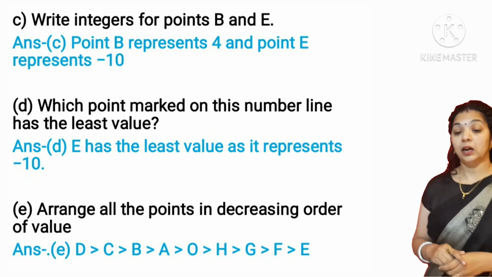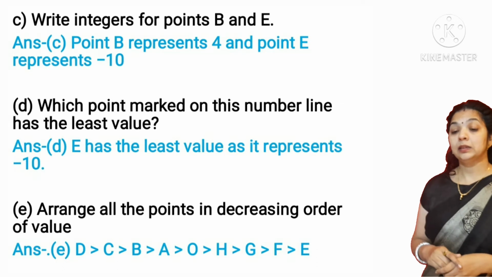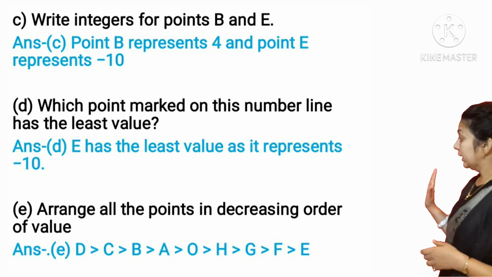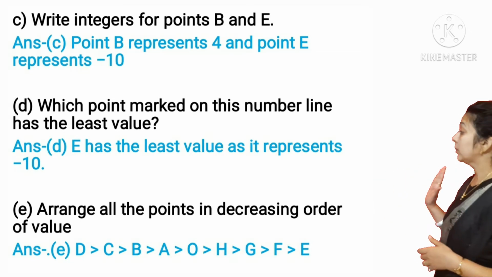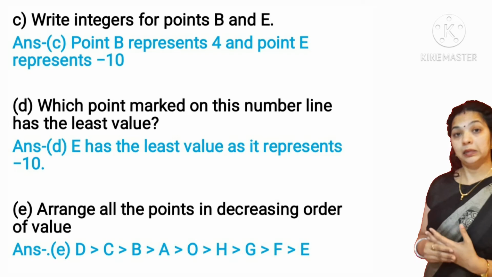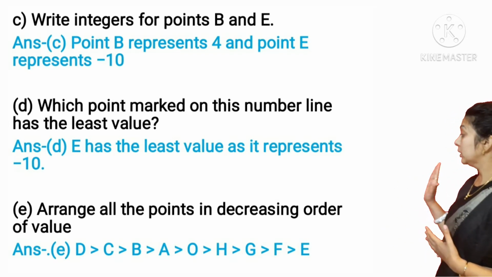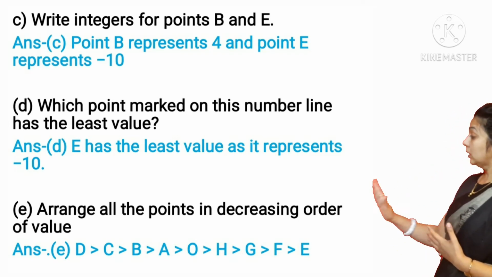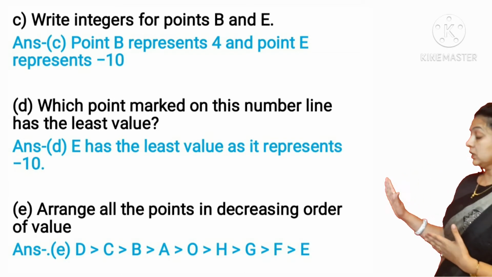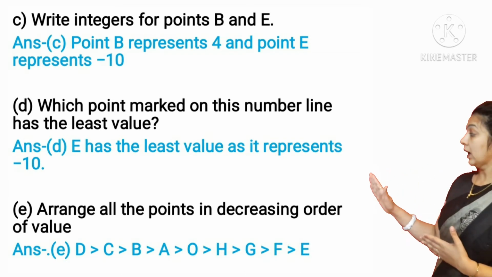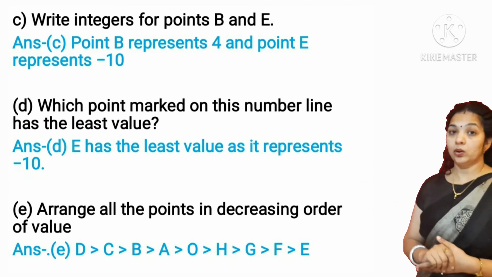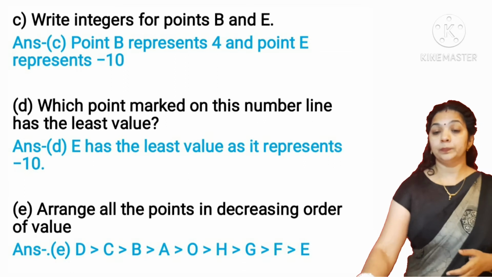Next is arrange all the points in the decreasing order of the value. You can see from right to left, when we move from right to left, the value of the points keeps on decreasing. So we will start from the rightmost side to the leftmost side, and it will be D, C, B, A, 0, H, G, F, and the last is E. So this will be the descending order for these numbers.